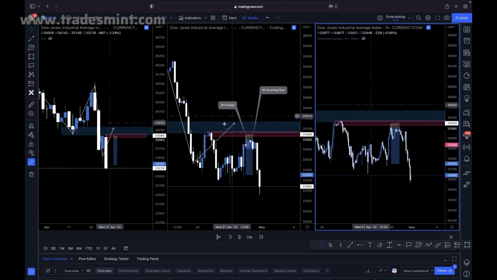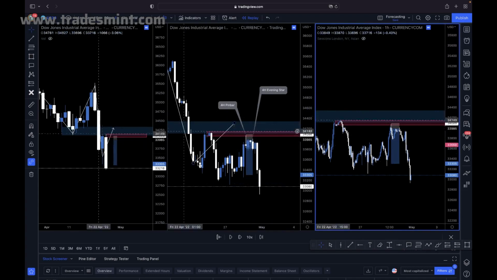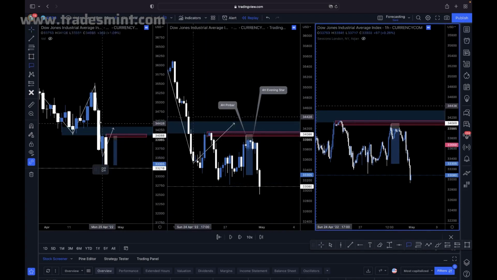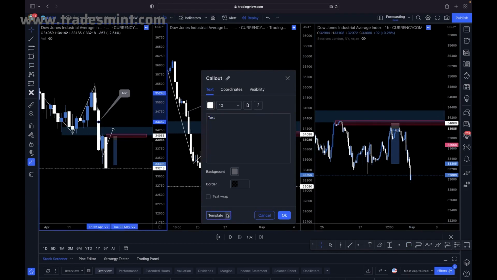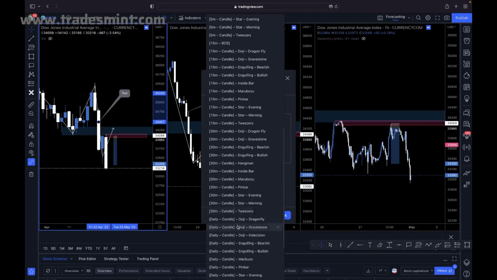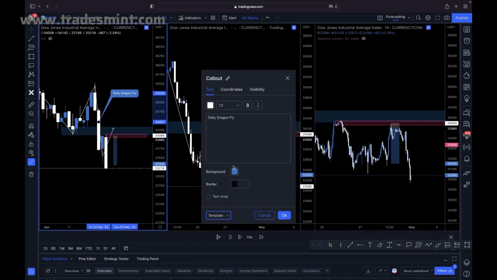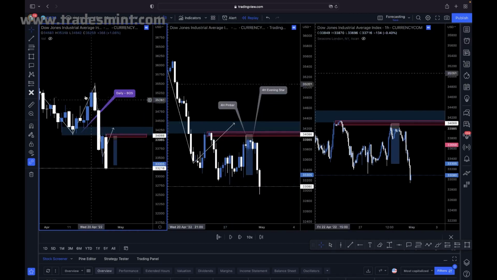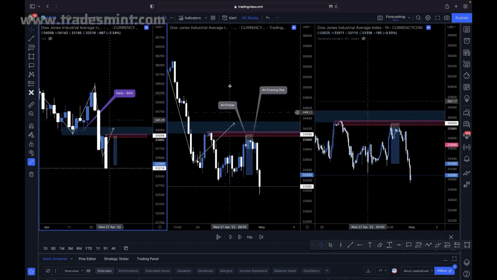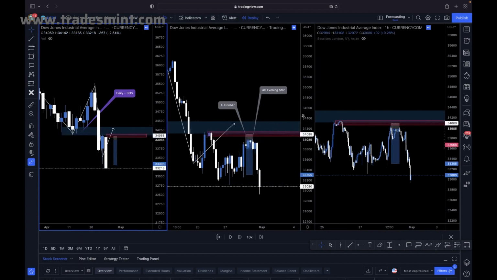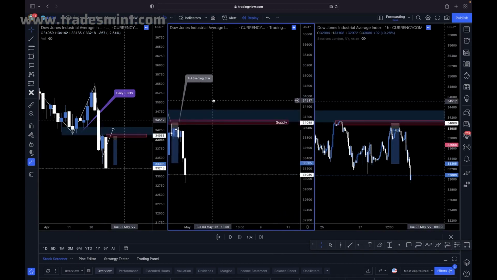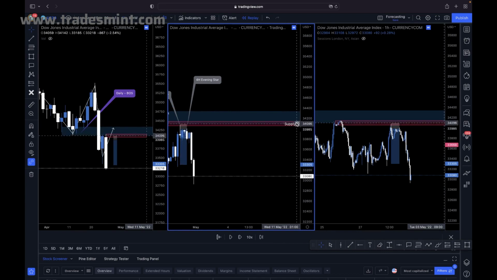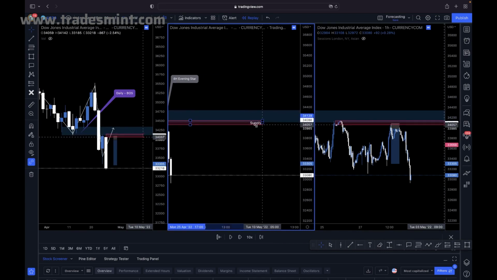Okay. So I'm just going to be documenting things here to store here. So on the daily, we have a break of structure here on the daily. Break of structure here, enter into decline. Now we have the supply on the 4-hour as well.